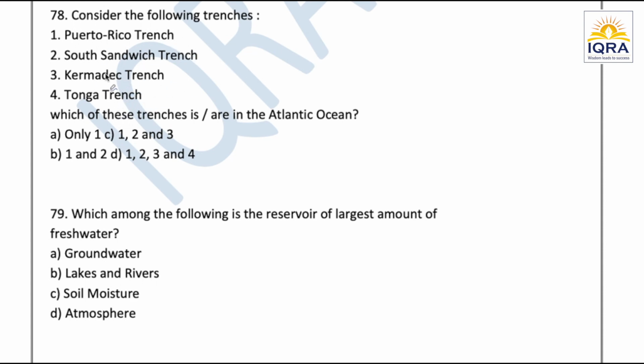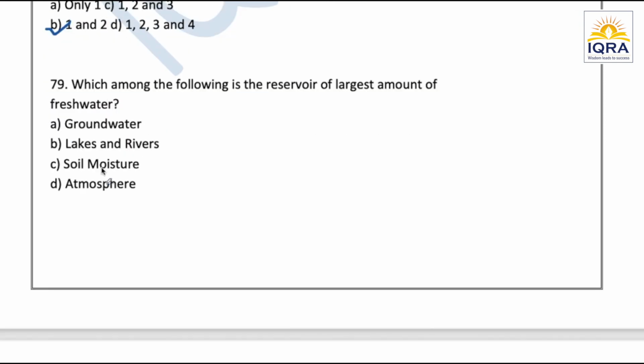Some trenches are given and we have to tell their location, which of the following is located in the Atlantic Ocean. So only option B here, that is 1 and 2, are located in the Atlantic Ocean. Actually, Puerto Rico Trench separates the Atlantic Ocean and the Caribbean Sea. Okay, Kermadec, the third one, is located in the South Pacific Ocean. Okay, so this becomes an incorrect statement. Tonga Trench, again, is located in the Southwest Pacific Ocean. Again, an incorrect statement. And South Sandwich is located in the Atlantic only. So 1 and 2 are the correct statements for this. Okay. Moving on to the next question, question number 79.